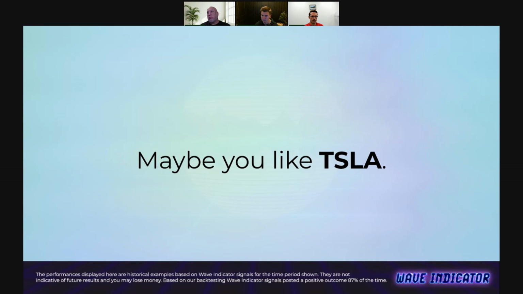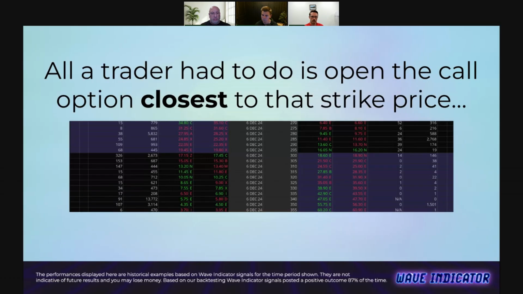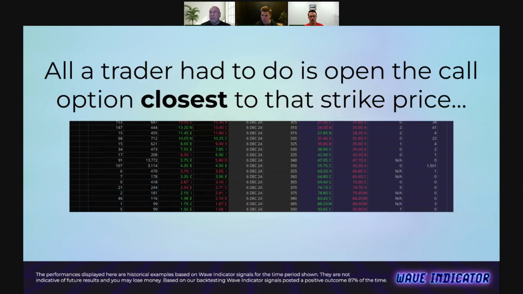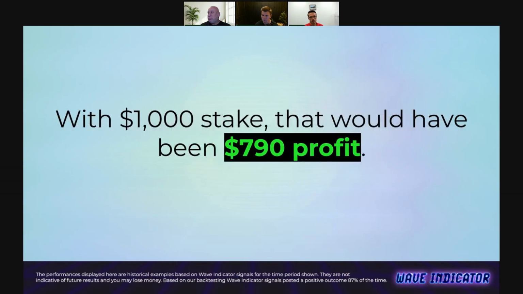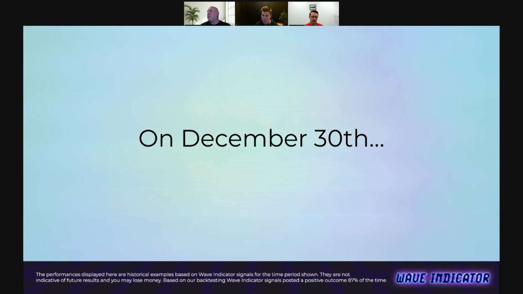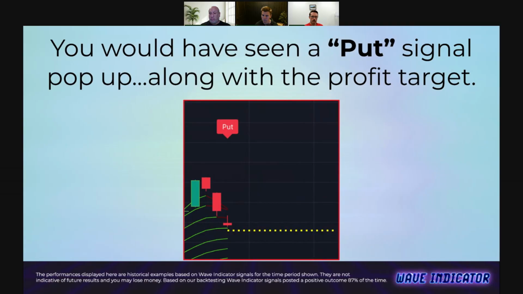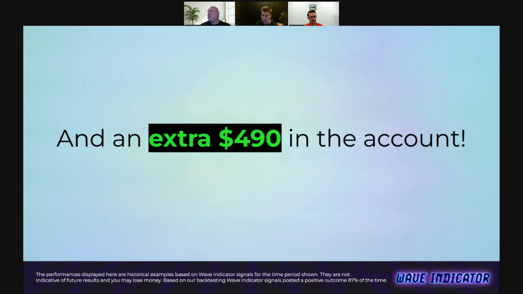Maybe you like Tesla. Well, on November 7th, you would have seen a call signal get printed out on Tesla's chart, just like you see here, along with the exact profit target. So all a trader had to do is open the call option closest to that strike price. And bam. 1 day later, a 79% gain as Tesla jumped. So with $1,000, that would have been $790 profit. And then a month and a half after that, on December 30th, you would have seen a put signal pop up along with the profit target. Anyone could have walked away with a 49% gain the next week as it fell below that profit target, just like you see there. That's an extra $490 in the account.